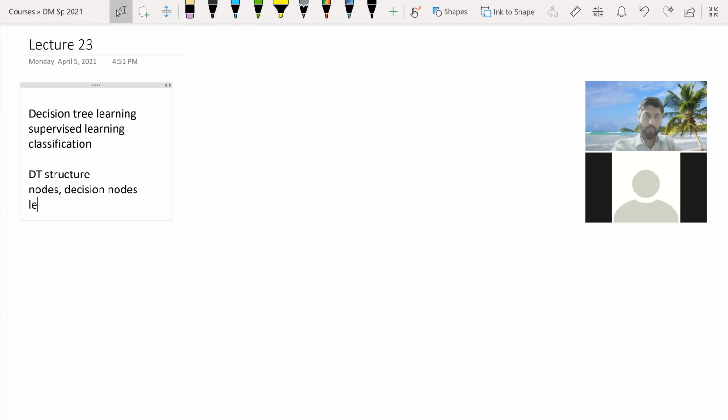Then we have the leaf nodes. Leaf nodes have the decisions, so each leaf node would have a specific decision. You start from the root, the top of the tree, and you follow the decision nodes according to your data until you reach a leaf node. Once you reach a leaf node, you will have the label for that object given there. This is the data structure which you would like to learn from data.